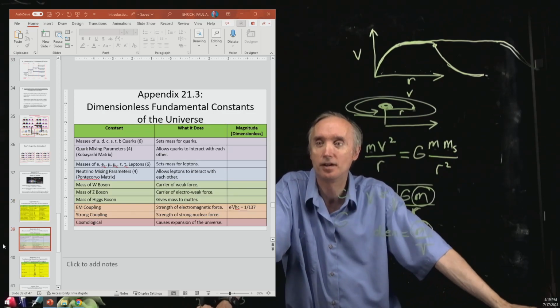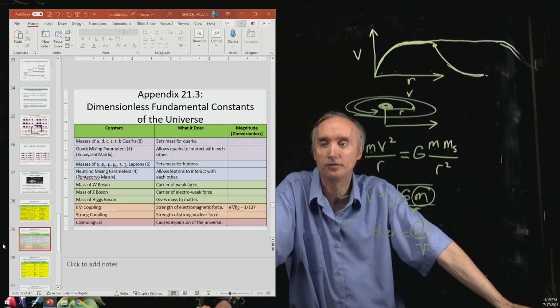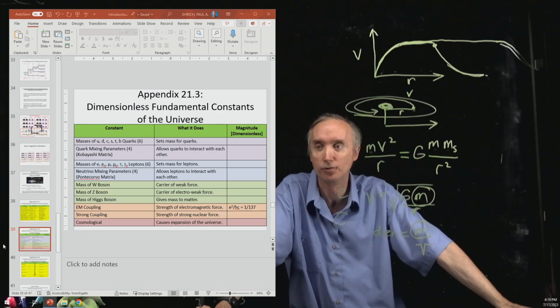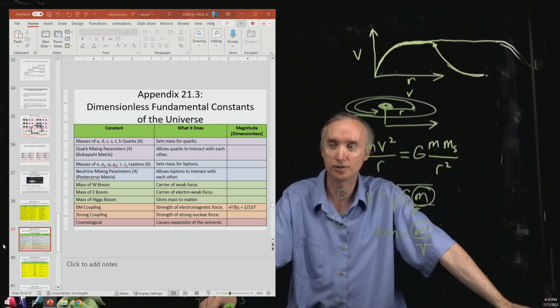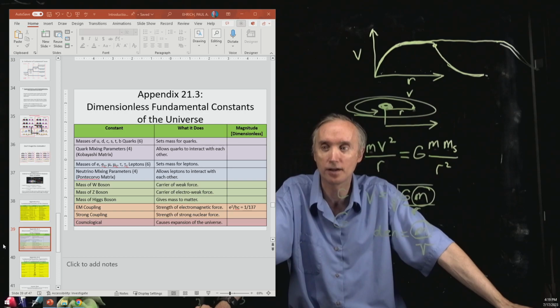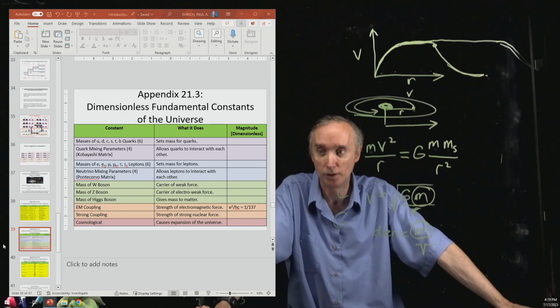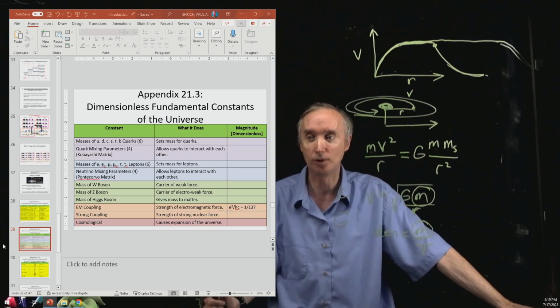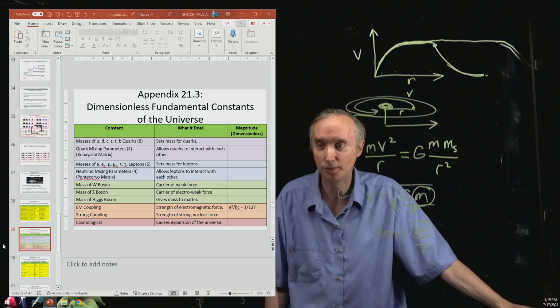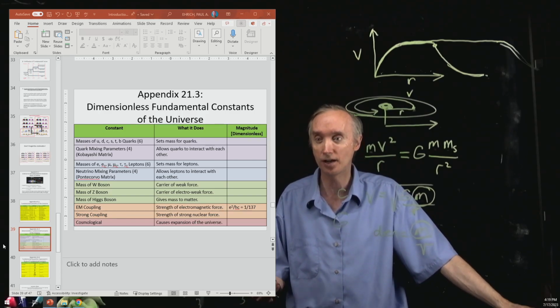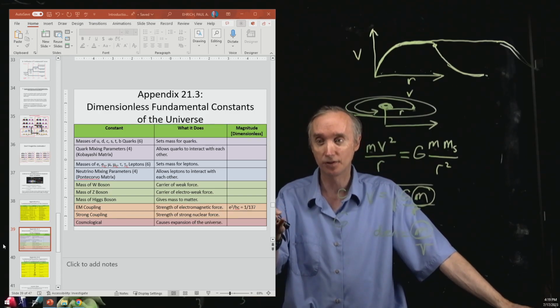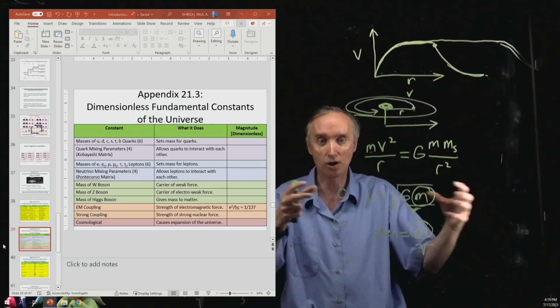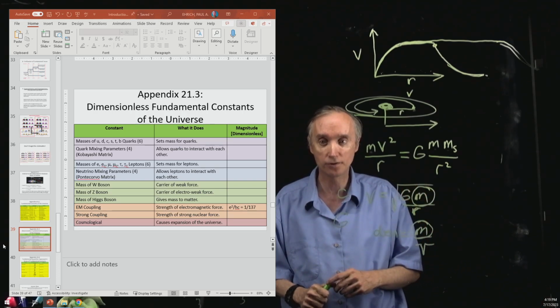So here is another way of thinking about the fundamental constants that rule the universe. So if you want to take a look at that, you should recognize a lot of those names now. So you should recognize the W boson, the Z boson, the Higgs boson. You should know what electromagnetism is. You should know what the strong coupling force is. So that's the thing that causes the strong nuclear force.